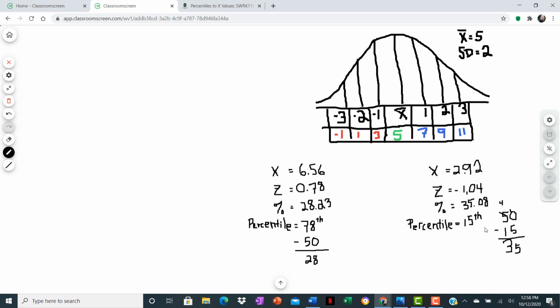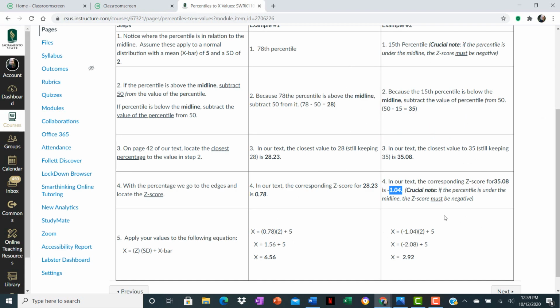The other thing is, don't forget, if it's under the midline, the z-score has got to be, it has got to be, I'm even going to draw a circle around it, it's got to be negative. I think that's what messes most folks up on this, is remembering that if your percentile that you're starting with, in this case 15, is clearly below 50, you got to make sure that the z-score is negative, or else when you get to this function right here, it's not going to give you the correct x value from the incorrect z-score.